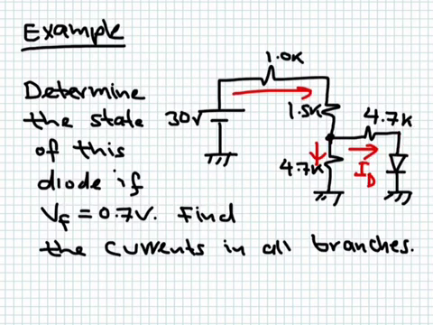So V diode, the voltage between the anode of the diode and ground, is simply equal to the same voltage as this one here. But what is this voltage? This voltage is a voltage divider between 4.7K and 2.5K. So we have to determine this value and see whether it is sufficient to turn the diode on or not.